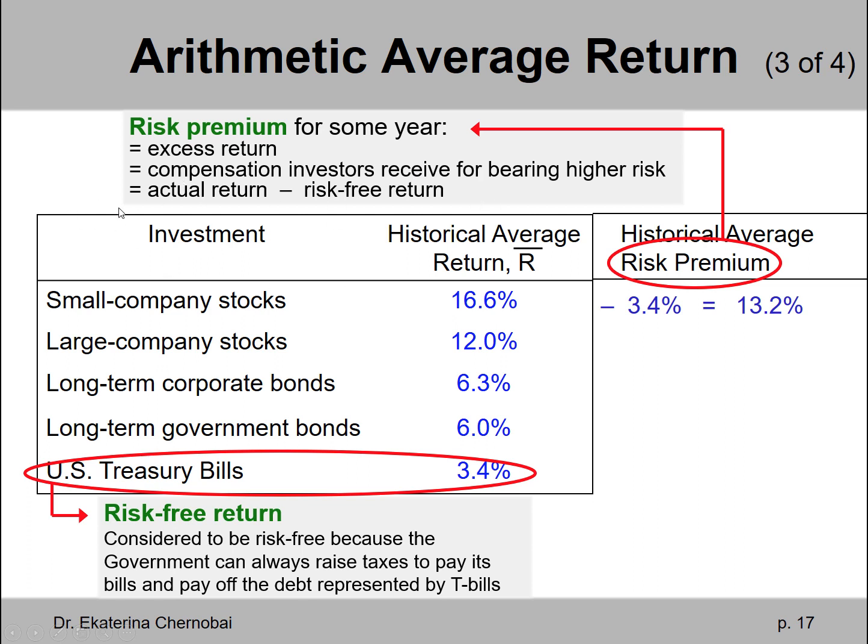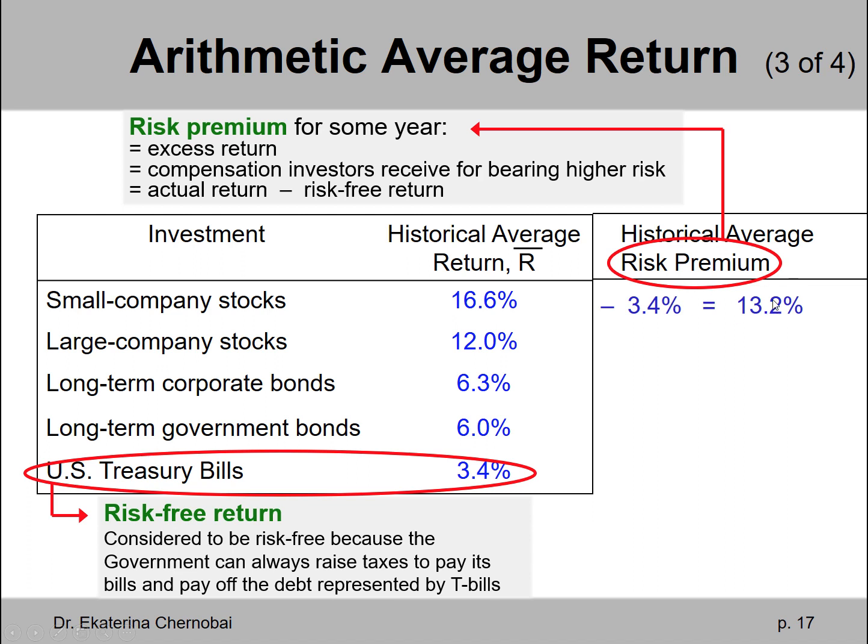So that's the return you earn on your investment that you chose minus the risk-free return. The risk-free return is the US Treasury bill return. That's the risk premium. So 16.6% is the return on average earned on small company stocks minus 3.4%, the risk-free return, equals 13.2%. So that's the excess return or the risk premium for buying small company stocks.